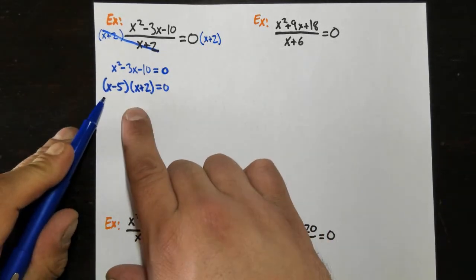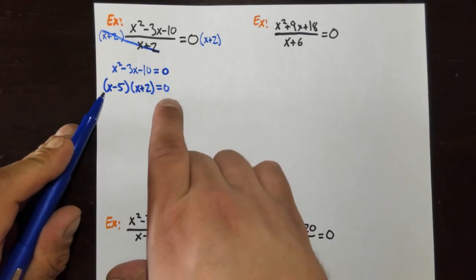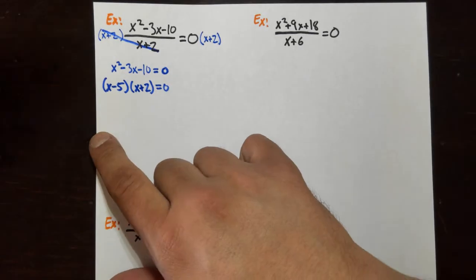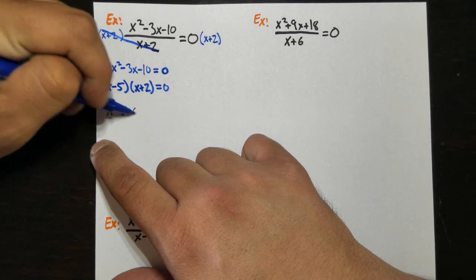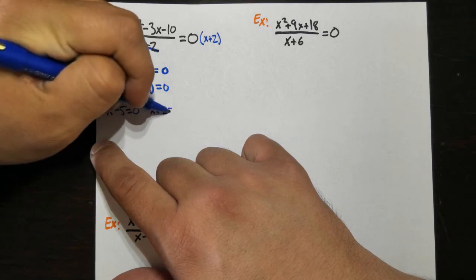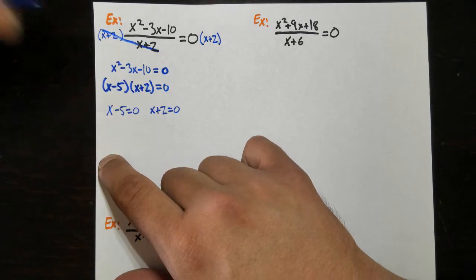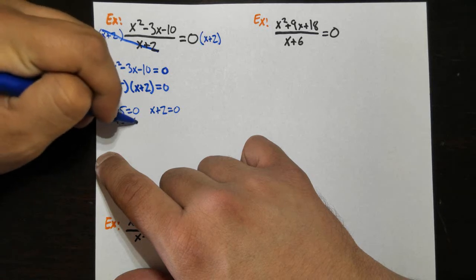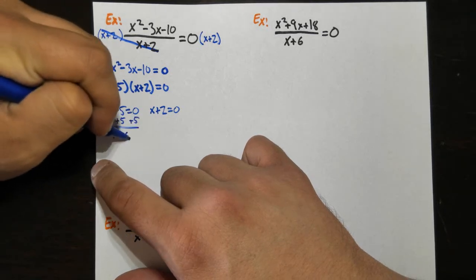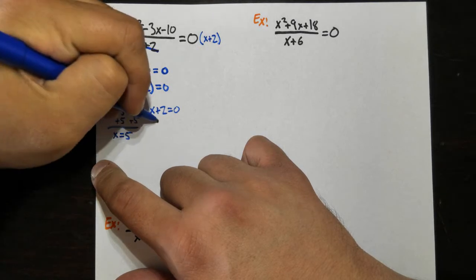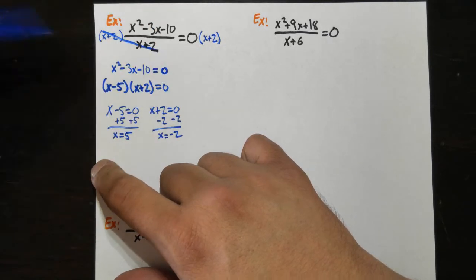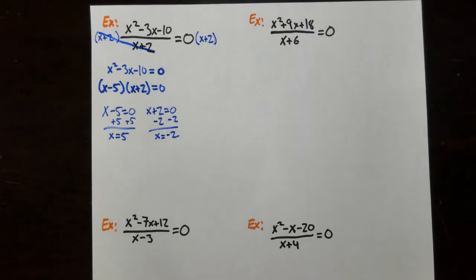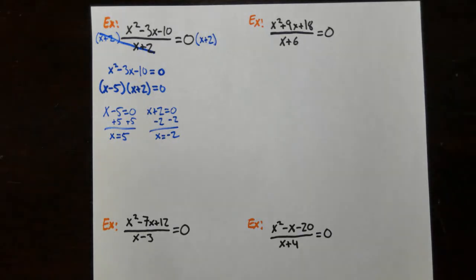Now, we can set each factor equal to 0 and solve for each x. So we have x minus 5 equals 0 and x plus 2 equals 0. So we just add 5 to both sides here. So one solution is x equals 5, and the other solution, subtract 2, x equals negative 2. So we have our two solutions. But let's plug them back in and see what we get here.